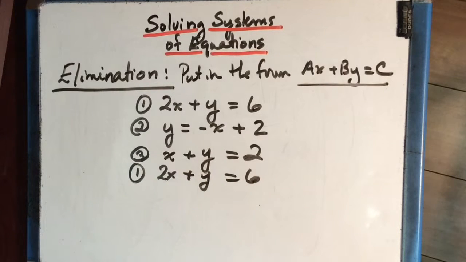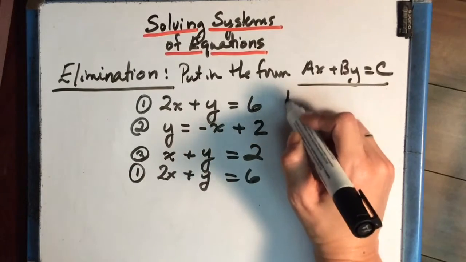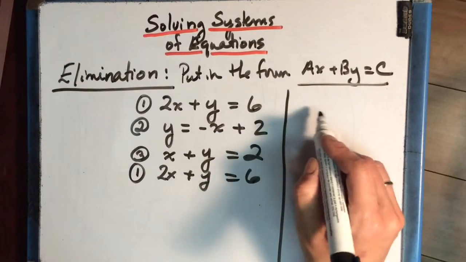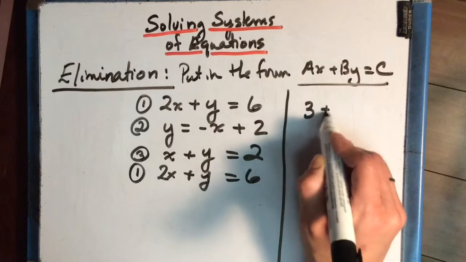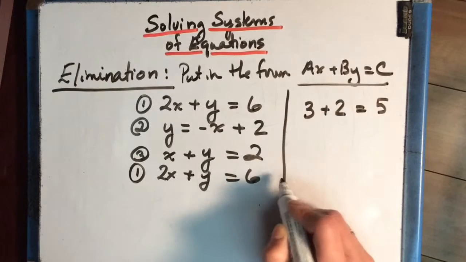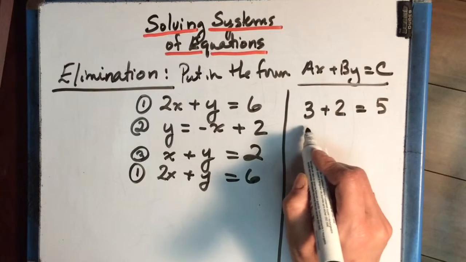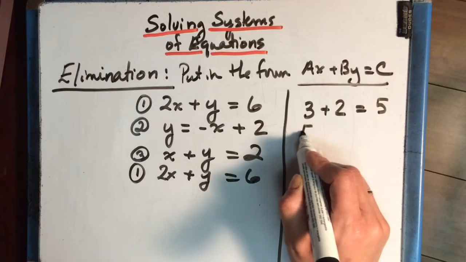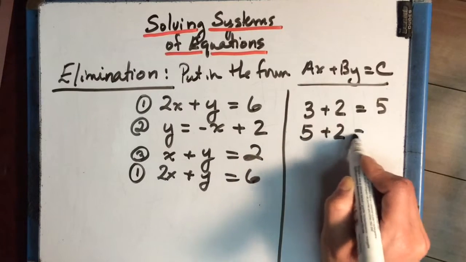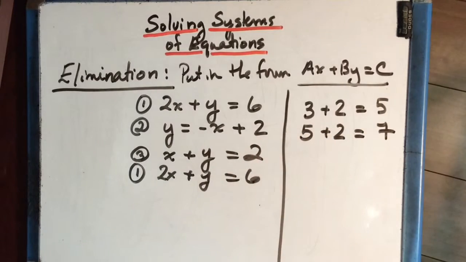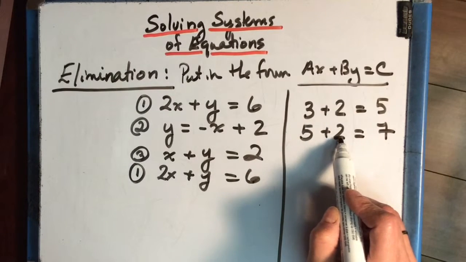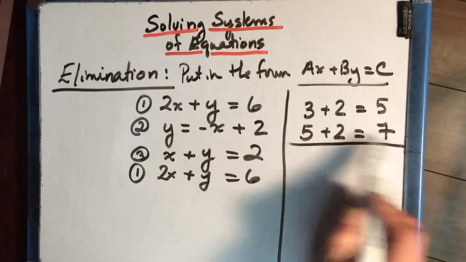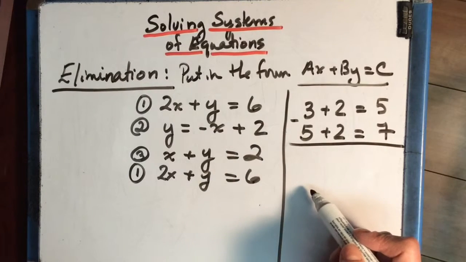Now, the one thing you need to understand before we can do any of this is a little side piece of knowledge. If I say 3 plus 2, we know that's equal to 5, right? And I know that 5 plus 2 is equal to 7. Would you agree with that? Absolutely. And so I look at these and say, you know what, I want to eliminate the 2's. I'm going to put them on top of each other and subtract, and let's see what happens.